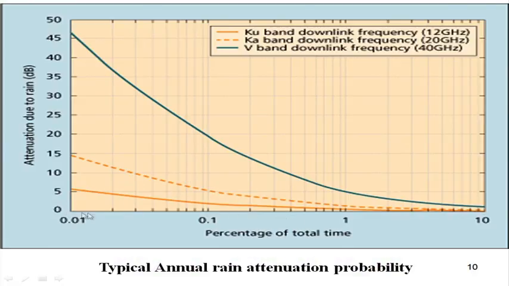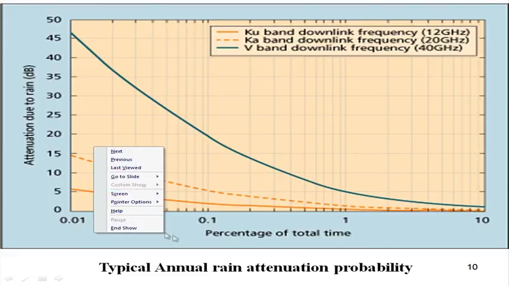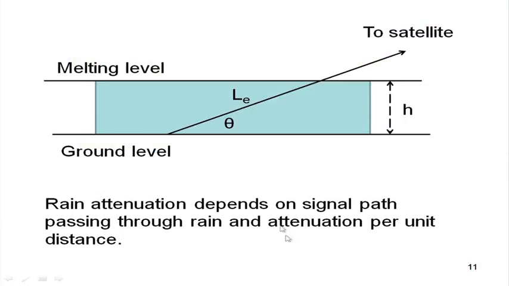So, let us go back to the last slide we were discussing. It is generally available that for a percentage of the average year the rain occurs, and because of that rain at different frequency levels, what is the attenuation in dB here. So, let us go to the next slide. Let us look at the rain a little more deeply.